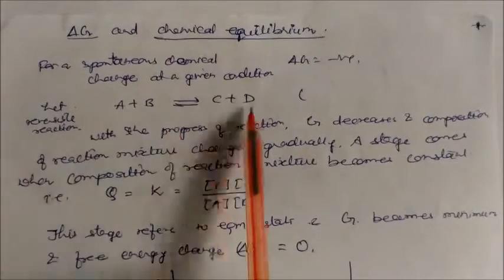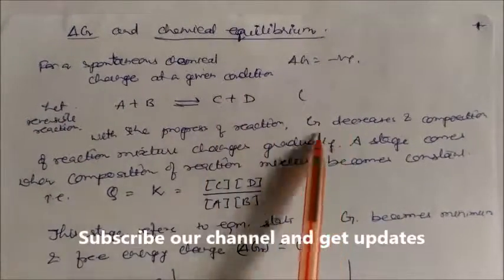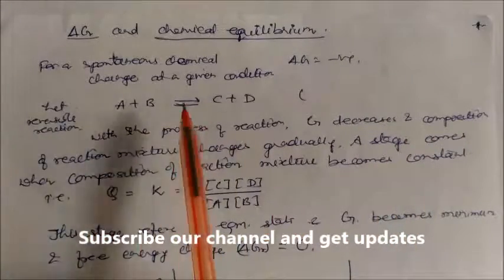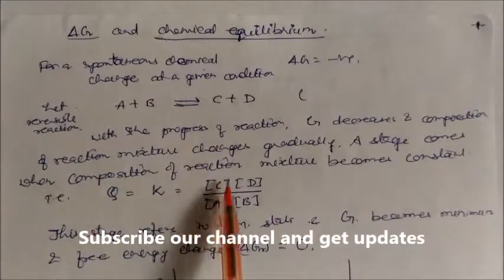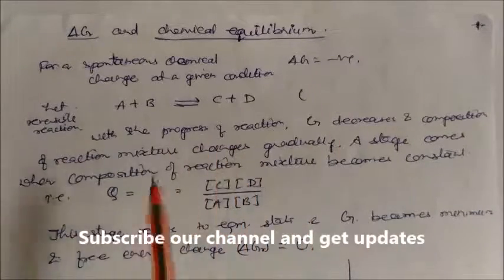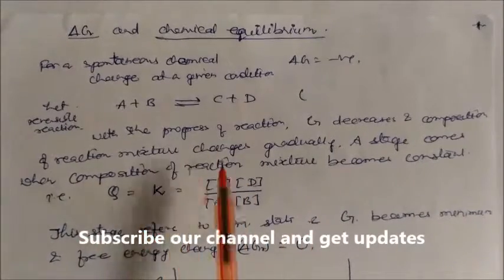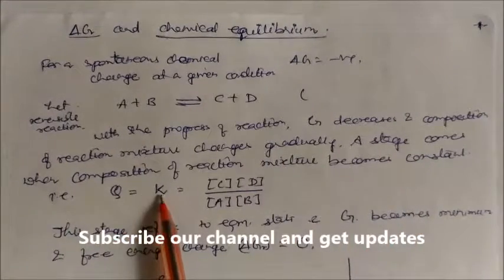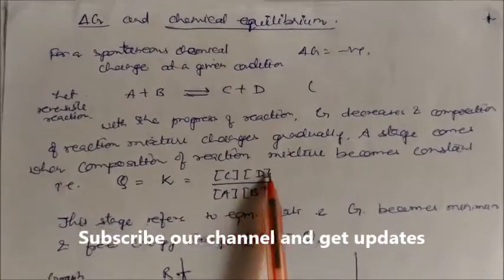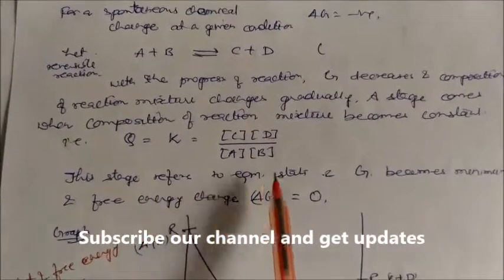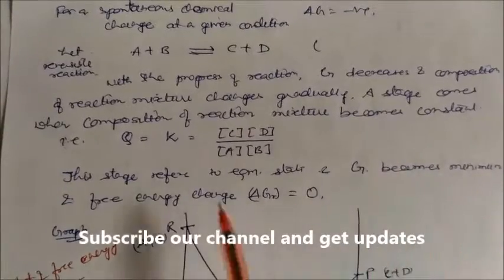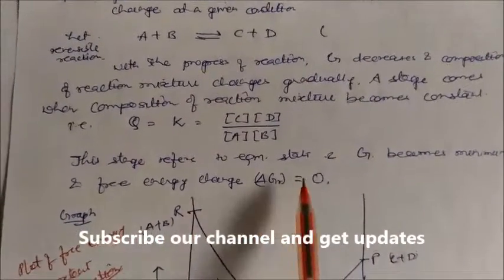With the progress of this reaction, what will happen? The free energy will decrease and the composition of the whole reaction mixture will change gradually. A stage will come when the composition of the reaction mixture becomes constant, that is, Q is equal to K. At that time we use the law of chemical equilibrium. This stage refers to the equilibrium state, and in this G becomes minimum, that is, the free energy change will be equal to 0.